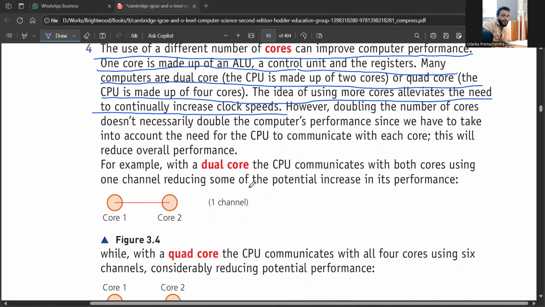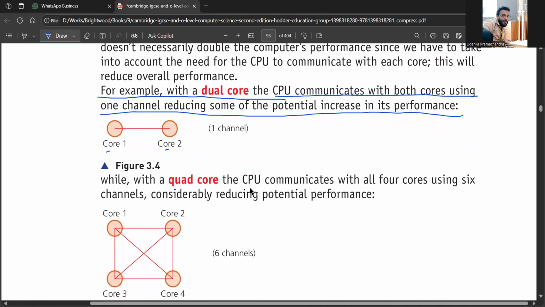You can see here an example. With the dual core, the CPU communicates with both cores, the two cores, using one channel. With two cores, core one and core two working at the same time, it can potentially increase the performance.